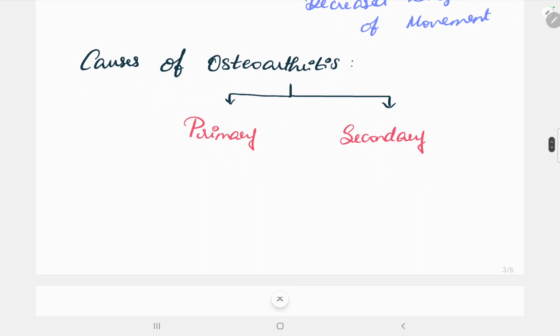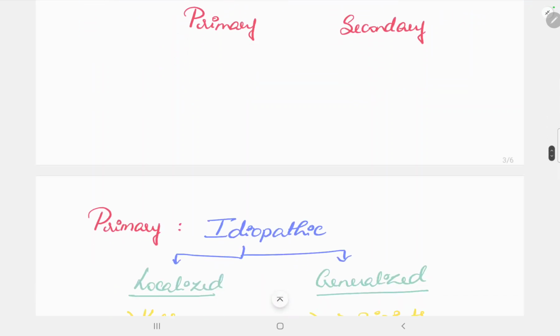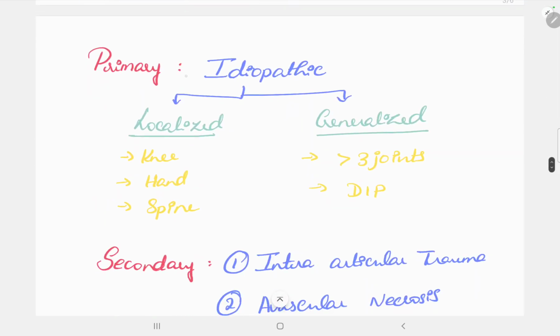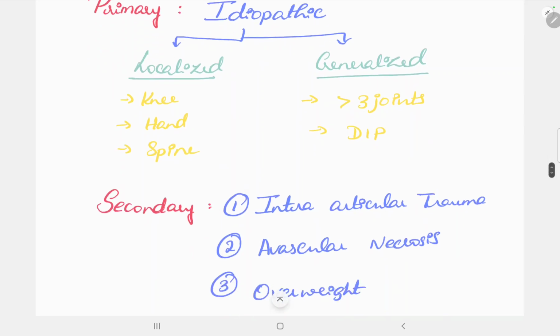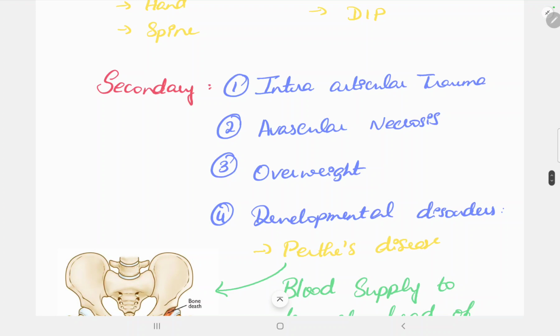So what are the causes of osteoarthritis? So there's primary cause and secondary cause. The primary cause is idiopathic, the cause is not known, and that can be divided into localized and generalized. Localized will be mostly individually affecting the knee joint, hand, or spine. Generalized is when more than 3 joints will be involved, and most commonly the distal interphalangeal joint will be involved.